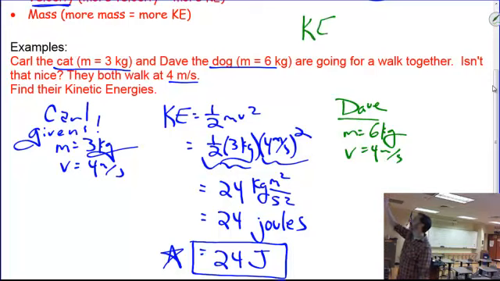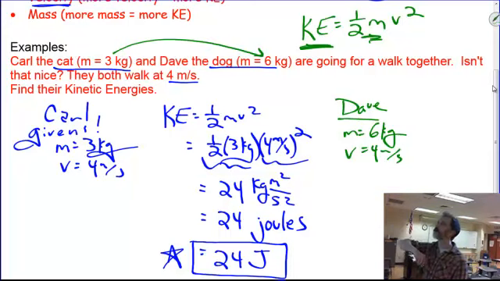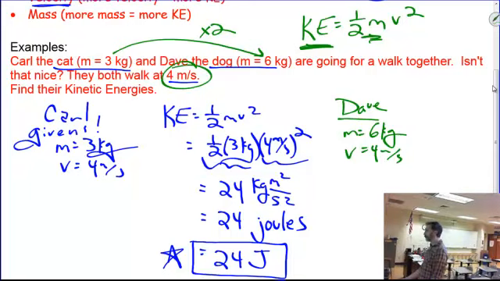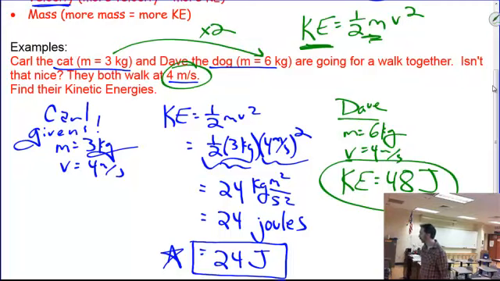Well, let's see. KE is 1/2 times our mass times our velocity squared. So it looks to me like the kinetic energy is directly proportional to the mass. Okay. So double the mass gives us double the kinetic energy. 10 times the mass gives us 10 times the kinetic energy. And so here it looks like the mass between Carl and Dave gets doubled, right? So if I've got double the mass at the same velocity, we're going to have double the kinetic energy. So Dave's kinetic energy here is going to be 48 joules. So Dave has more kinetic energy because he has more mass. Double the mass, double the kinetic energy.